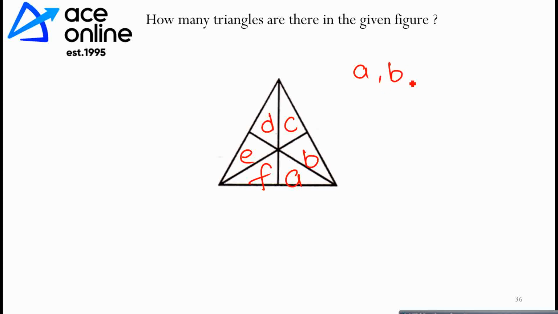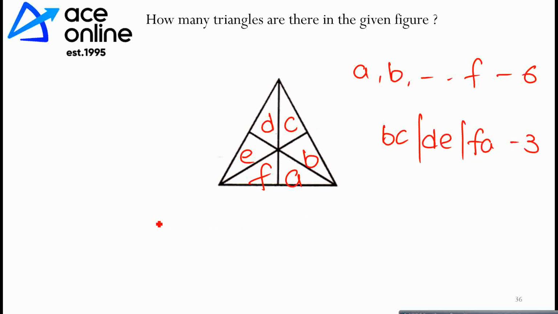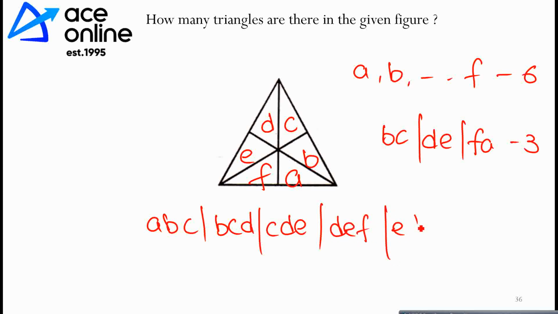Yeah, A, B, C, D, E, F, we will get 6. Then combinations of 2: B, C, D, E, F, A, 3. Then 3 combinations: A, B, C, B, C, D, C, D, E also available. D, E, F also available. E, F, A also available. F, A, B also available. 6. Then 4 combination, 5 combination not possible.